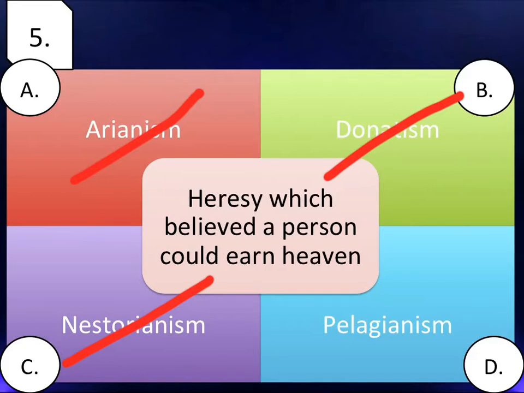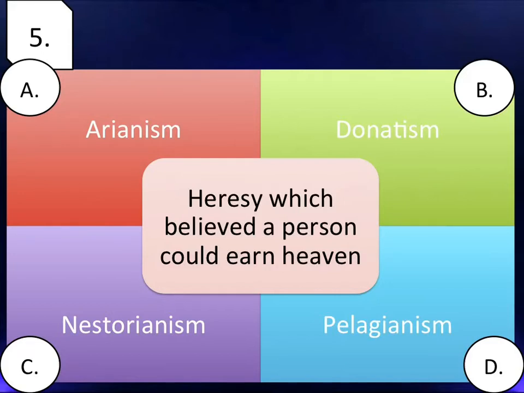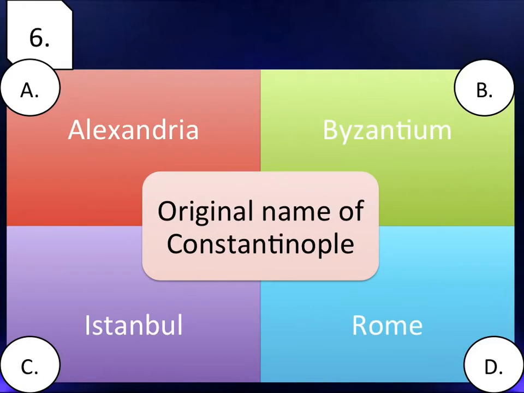Question number 6. We're on the halfway point. We'll probably start picking up speed here a bit. Which of these, this isn't the most important question I could ask you, but I really wanted to drive home that you know the answer to this because we're going to refer to this a few times. Which of these was the original name of Constantinople? Was it Alexandria, Byzantium, Istanbul, or Rome?